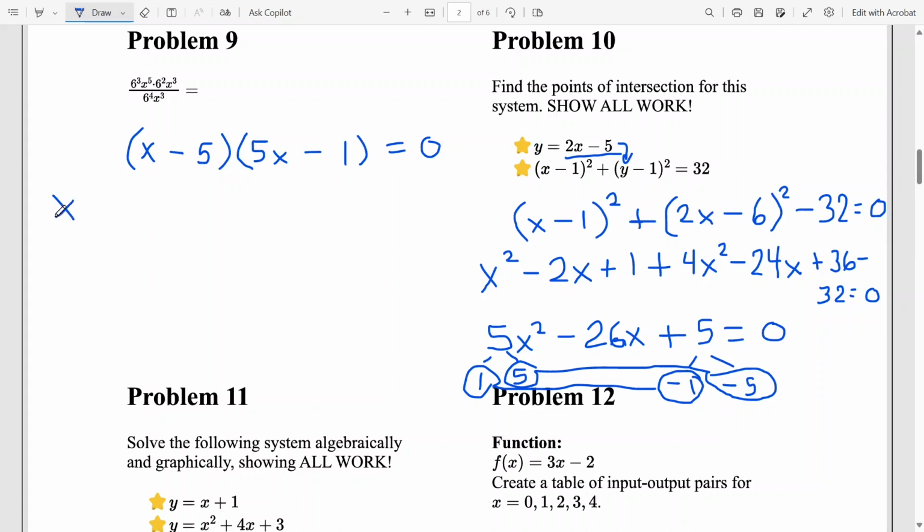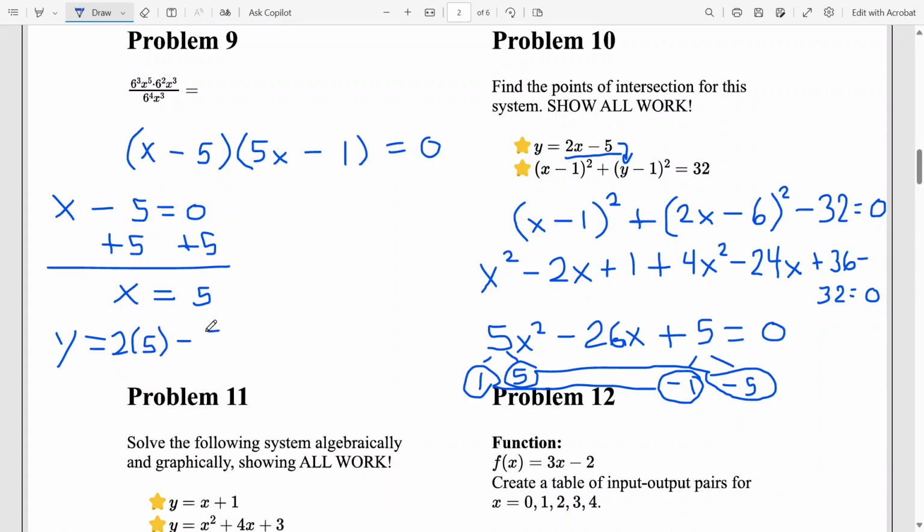So then we set our factors equal to 0. X minus 5 equals 0. Okay, so we're going to add 5 to both sides. So x is going to equal 5. And then y would equal 2 times 5 minus 5. So that would be 10 minus 5, or just 5. So one point is going to be 5, 5.